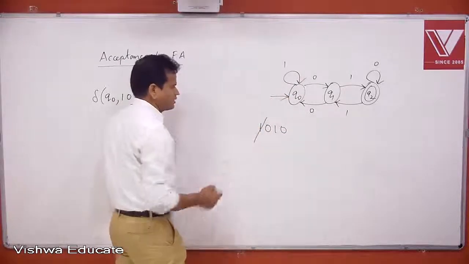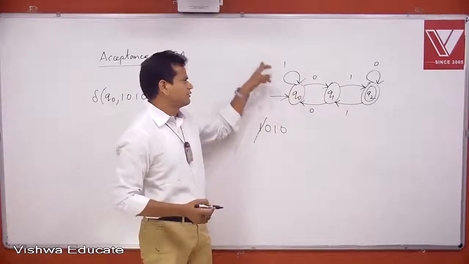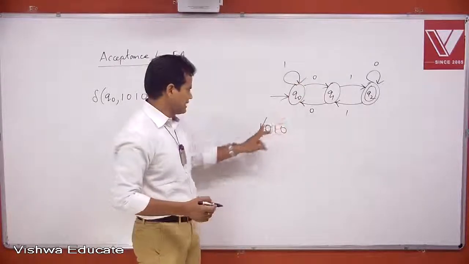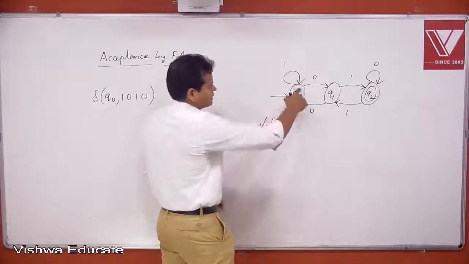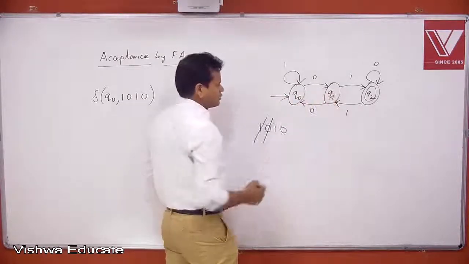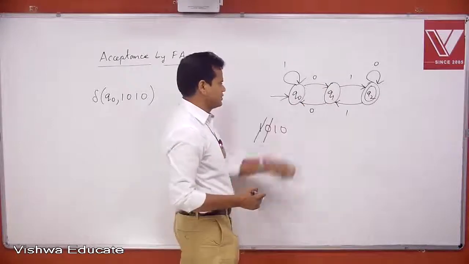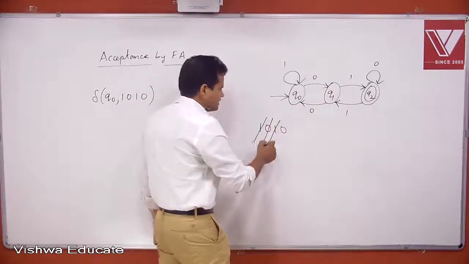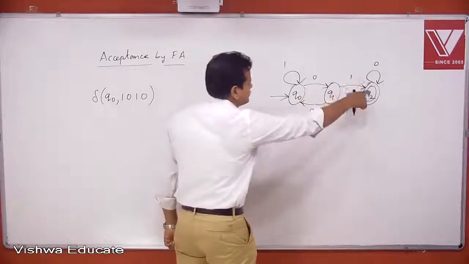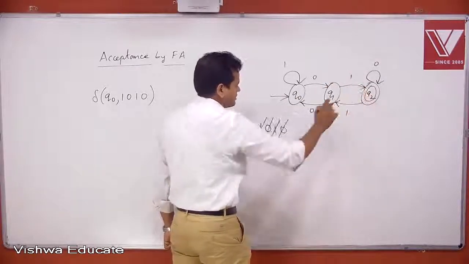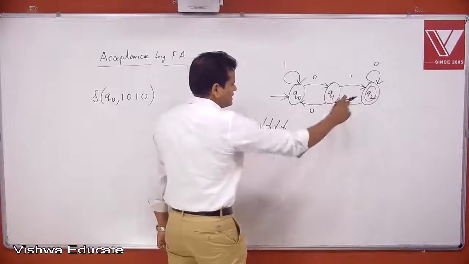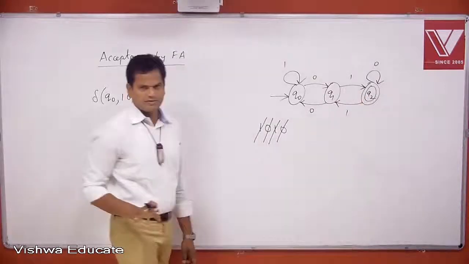It starts from the initial state. Q naught on 1. What is the next state? Q naught only. And Q naught on 0, where will it go? It goes to Q1. Now in Q1, what happens on symbol 1? It goes to Q2. Then Q2 on 0, it remains in the same state. So finally it has reached Q2. I repeat.